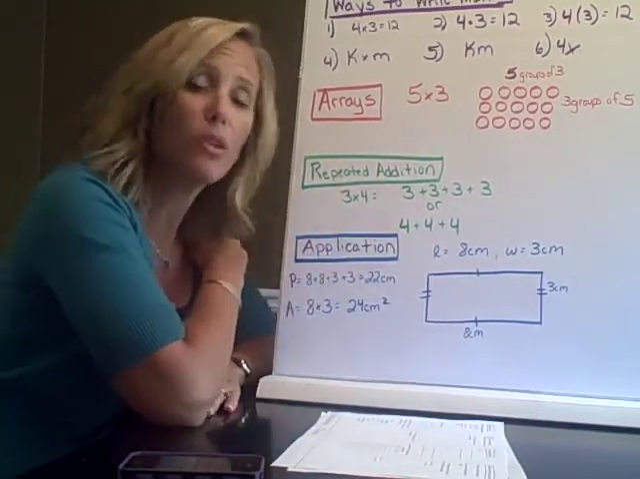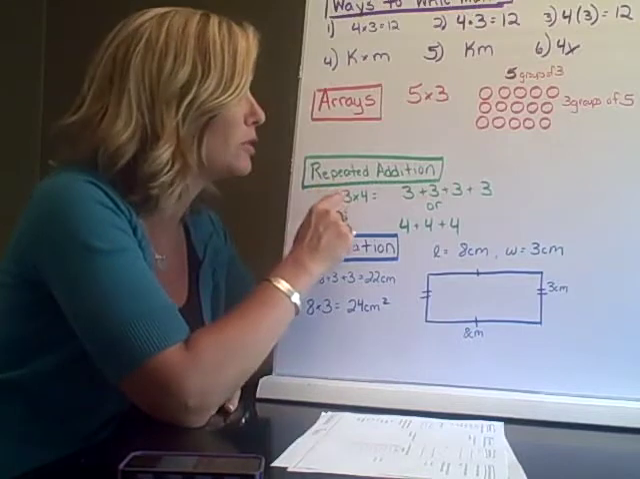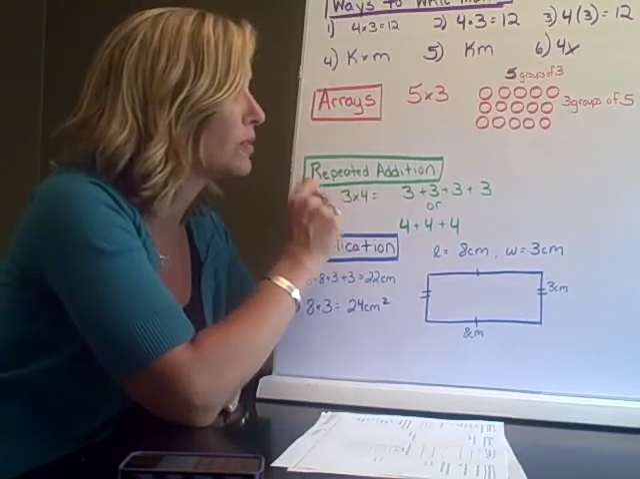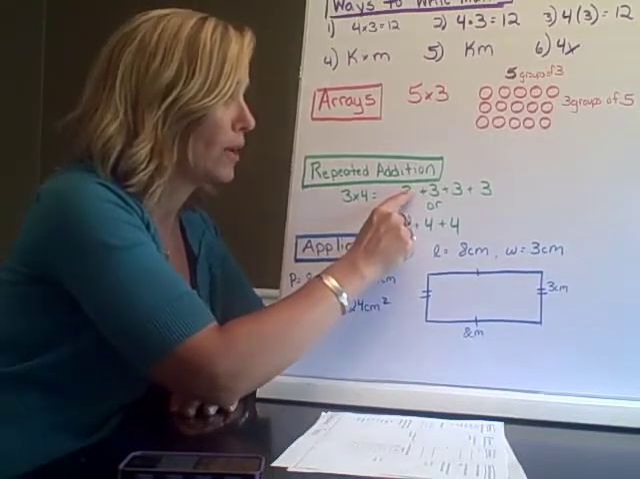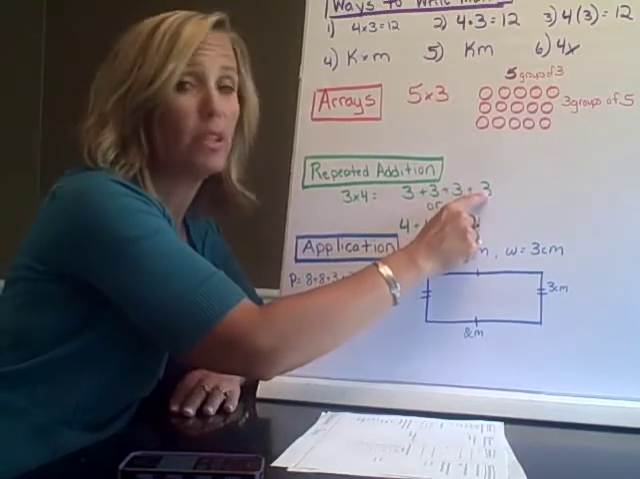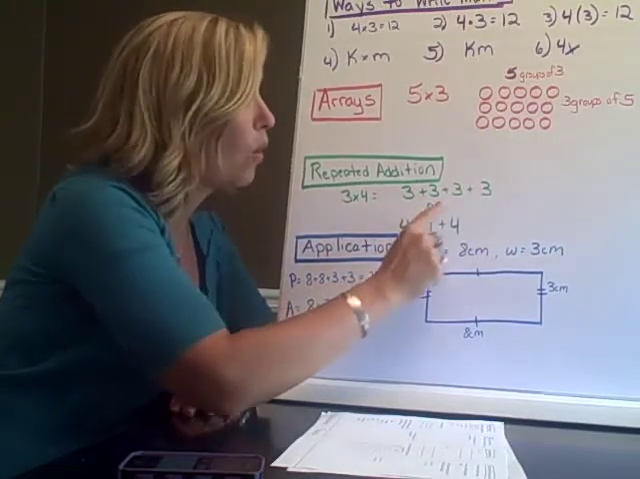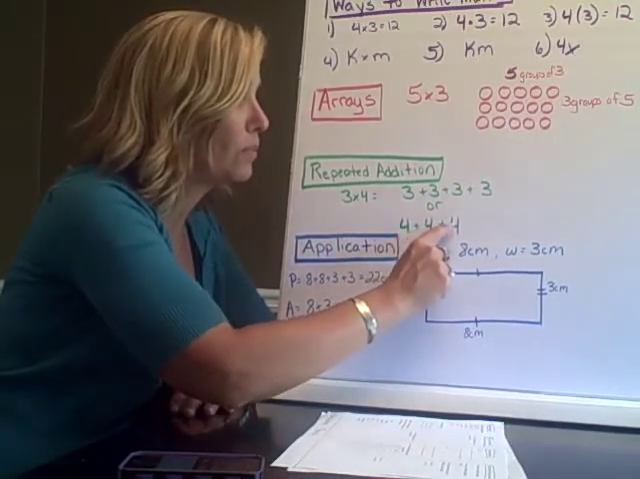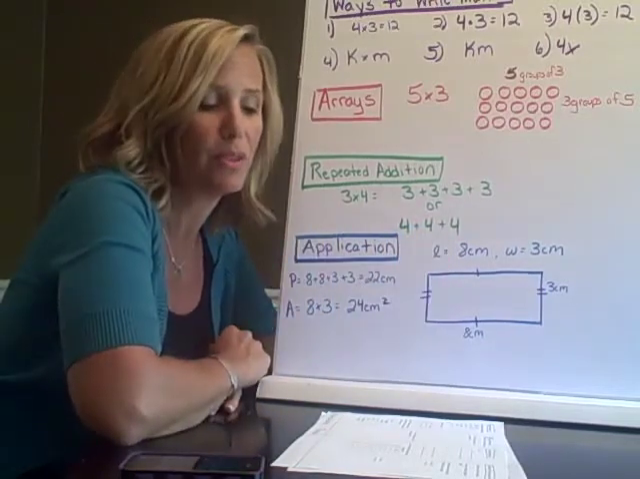There are 2 different ways to write 3 times 4 as repeated addition because this means 3 groups of 4 or 4 groups of 3. So I can do 3 plus 3 plus 3 plus 3, which equals 12. Or I can do 4 plus 4 plus 4, which also equals 12.